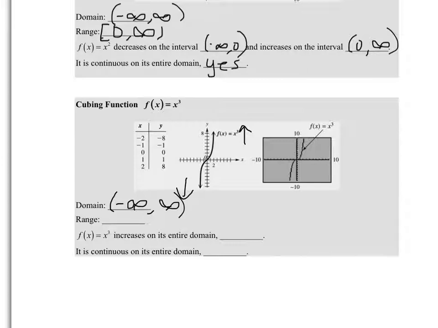Same thing with the range, although the range is definitely more obvious because of the fact that it's been stretched vertically. I can see that it is going down in the third quadrant forever. It's going up in the first quadrant. So it will go from negative infinity to positive infinity on the range. That will always be true with these cubic functions. Now, it's increasing on the entire domain because as I look from left to right, it's always going up. There's not any place where it would be decreasing. It's increasing on the entire domain, and it is continuous on the entire domain.